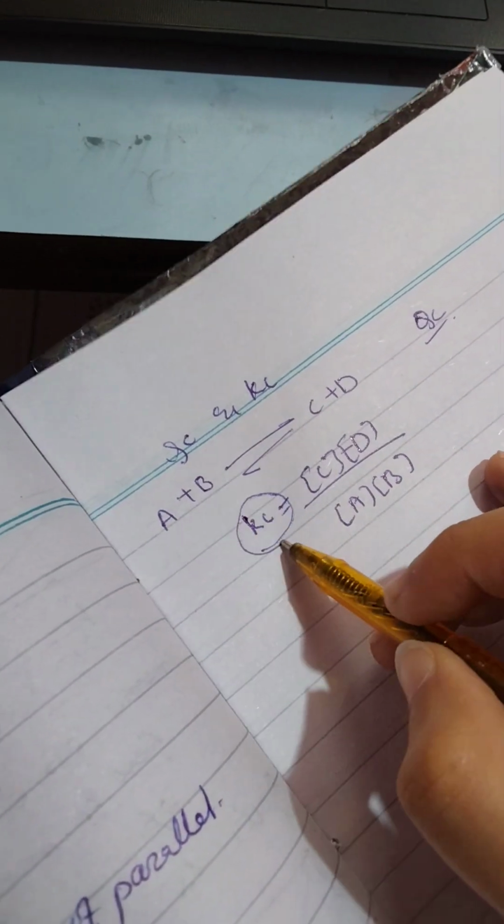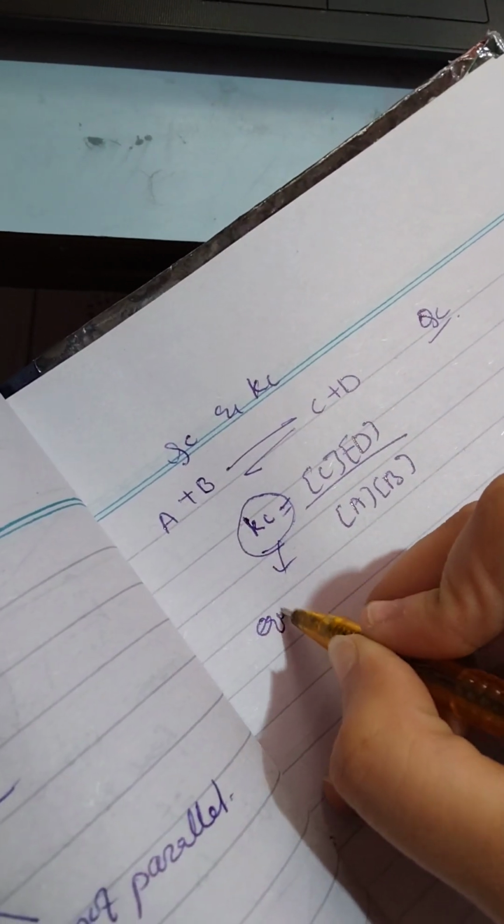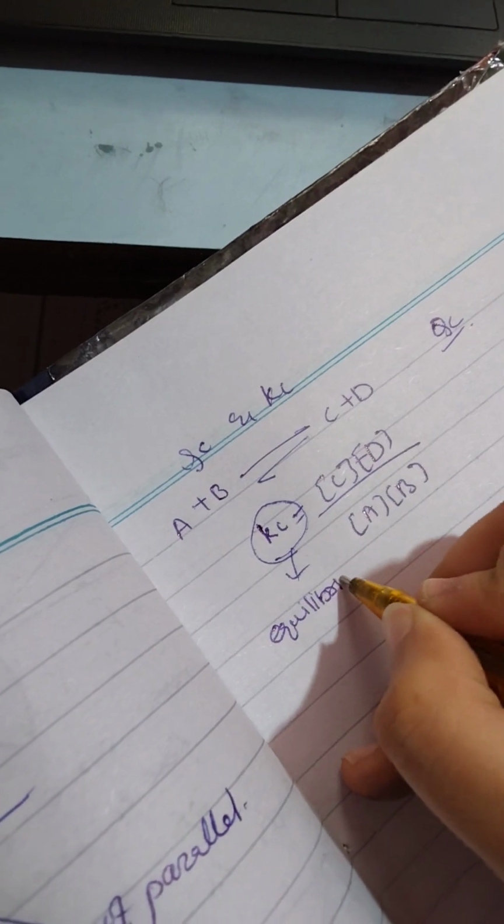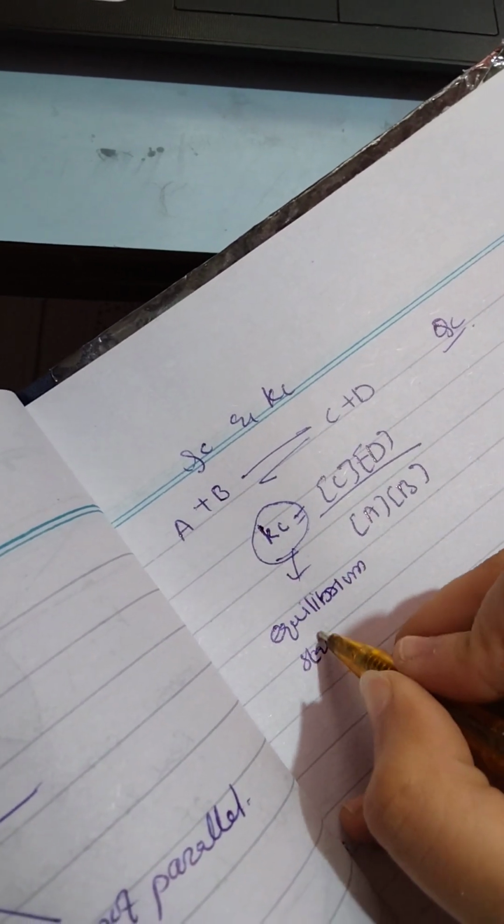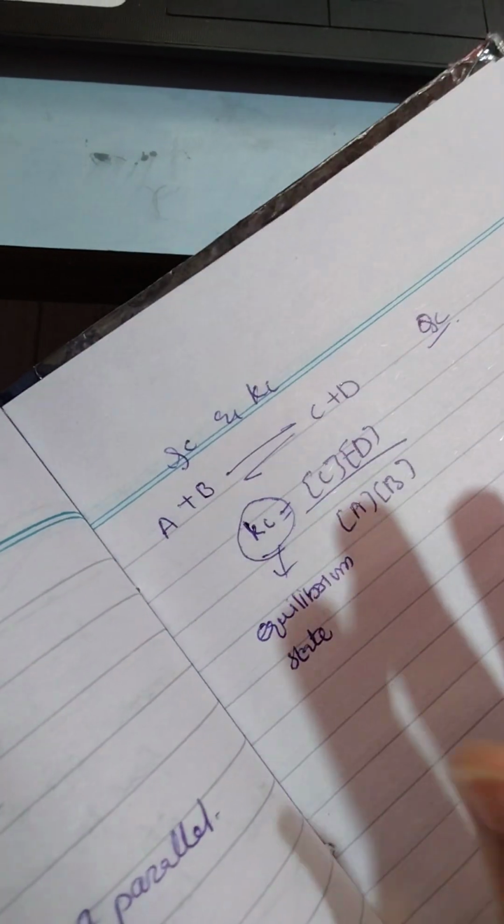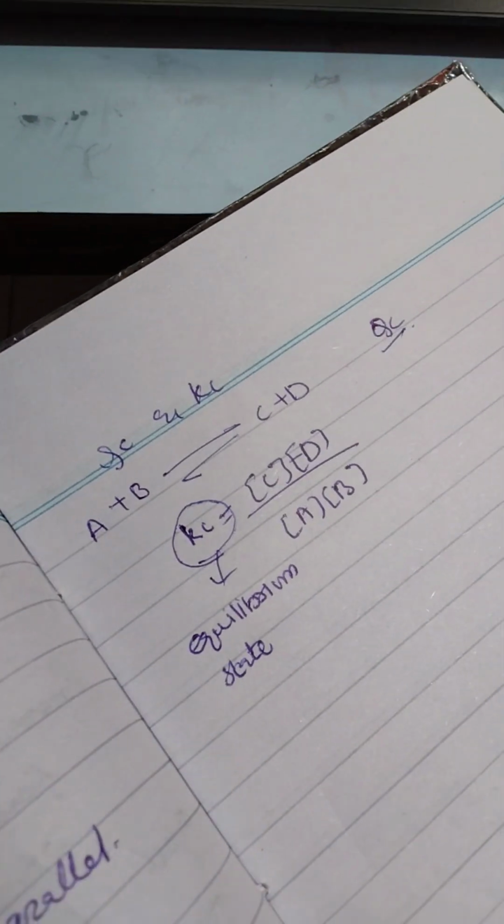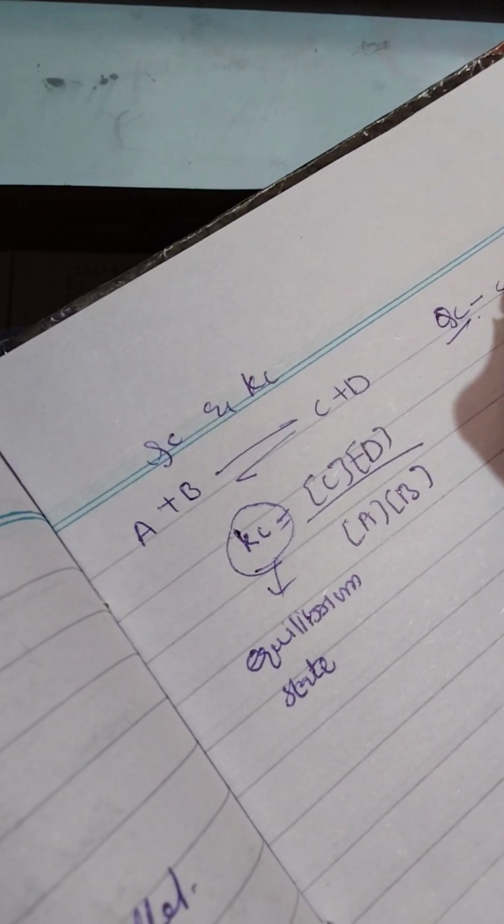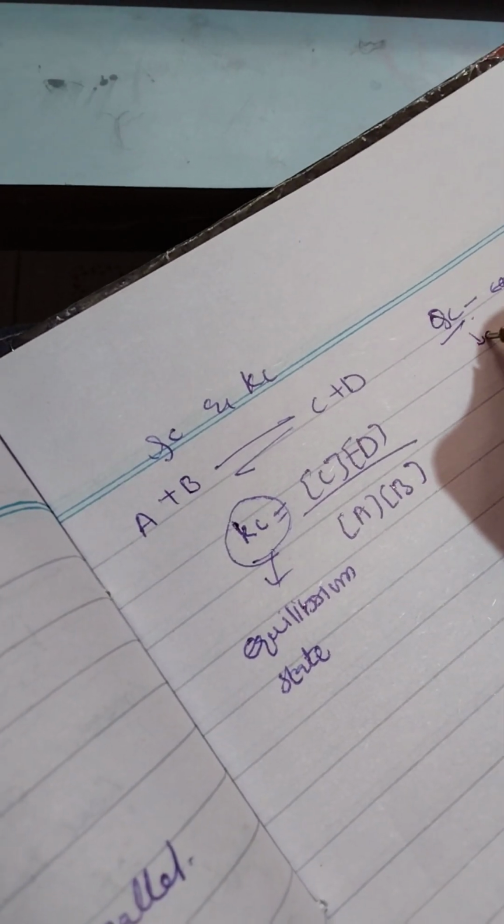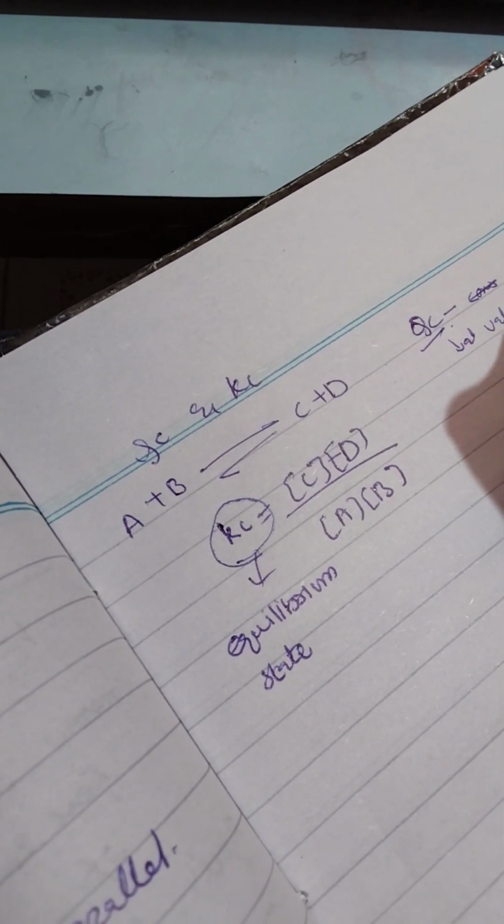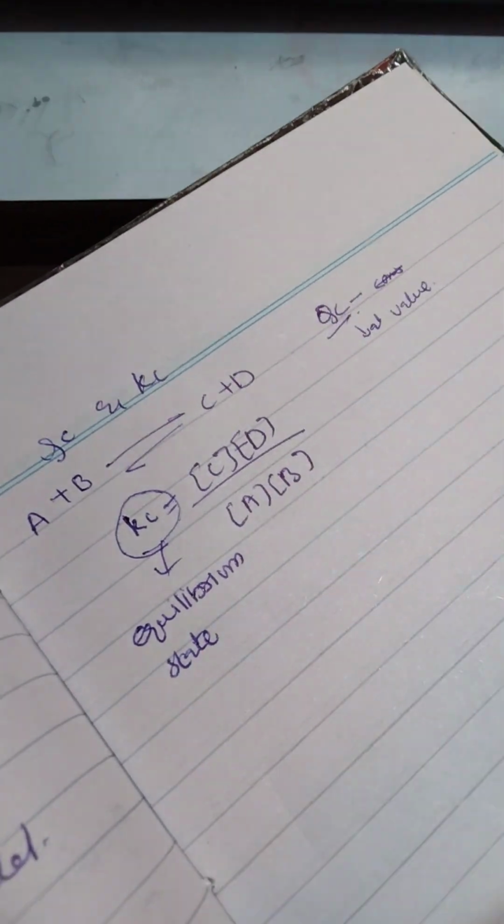We obtain KC when there is a state of equilibrium. But QC is a value, basically a value which we get before the equilibrium.